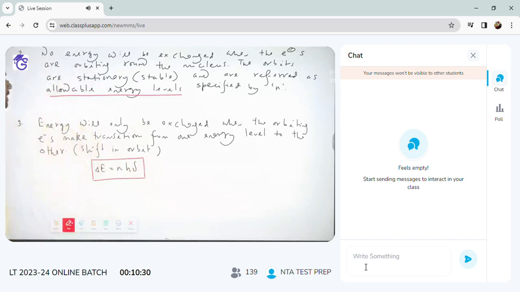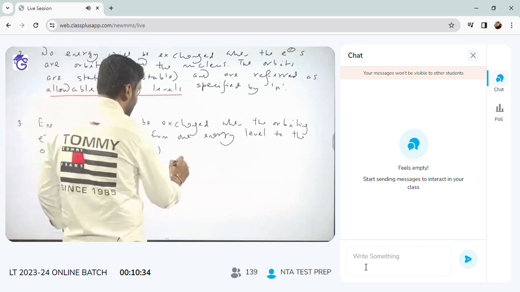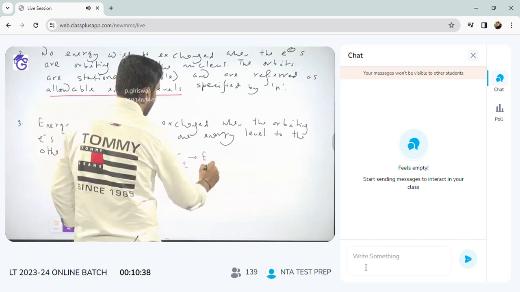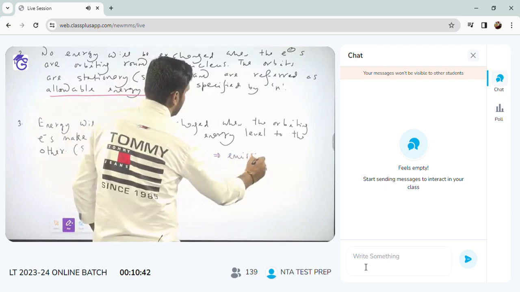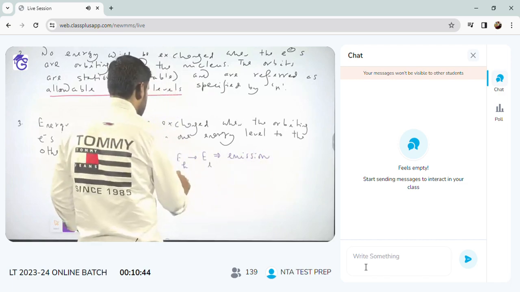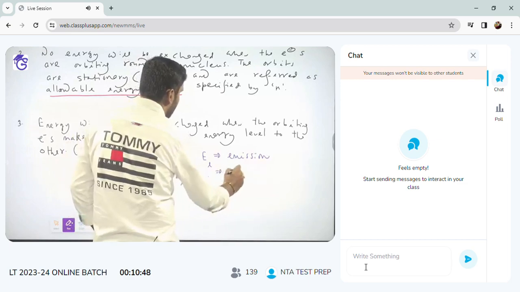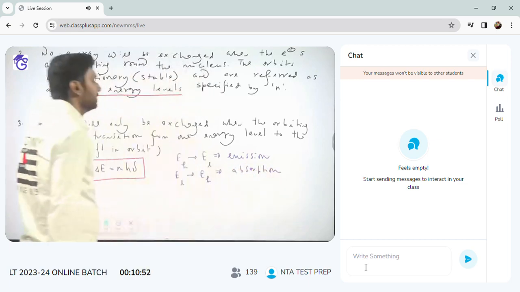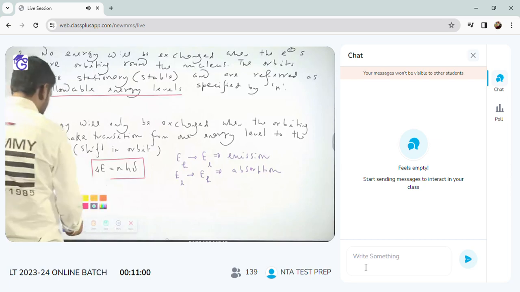Correct? And we also know that if the electron makes a transition from higher energy level to lower energy level, there will be emission of energy. And if the electron makes a shift from lower energy to higher energy, there will be absorption of energy. Correct? Right?